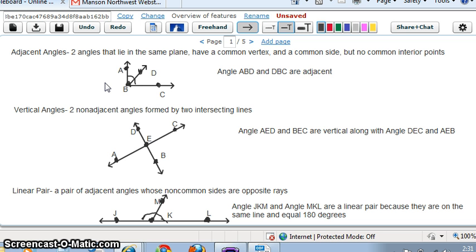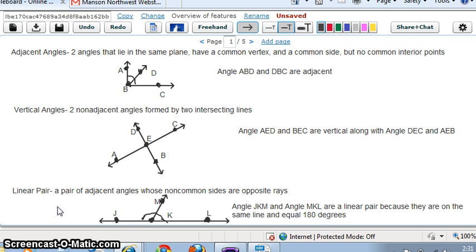The next term is vertical angles, and the definition of that is two non-adjacent angles formed by two intersecting lines. And you can see here that angle AED and angle BEC are vertical angles, and DEC and AEB are vertical angles.